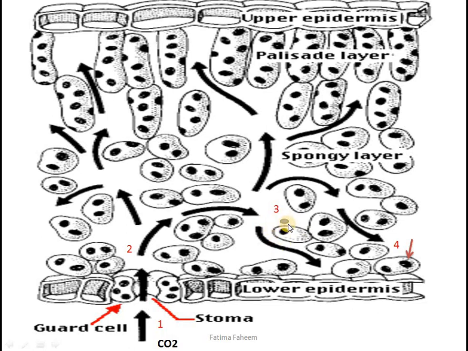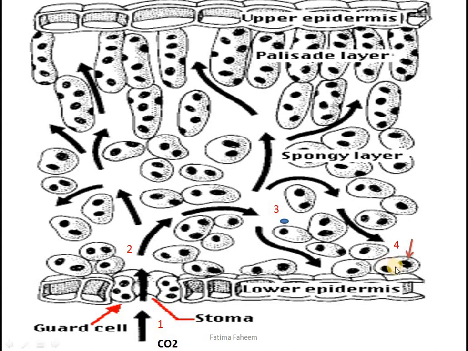This blue dot here is indicating the presence of moisture around the mesophyll cells. Obviously I haven't drawn all the moisture in all the mesophyll cells, but remember they are everywhere. All the mesophyll cells, all the palisade and spongy cells, they are lined with moisture lining into which carbon dioxide will get dissolved and would enter into the mesophyll cells.